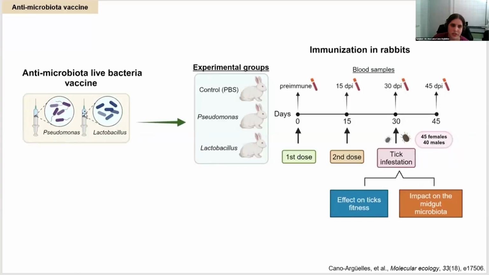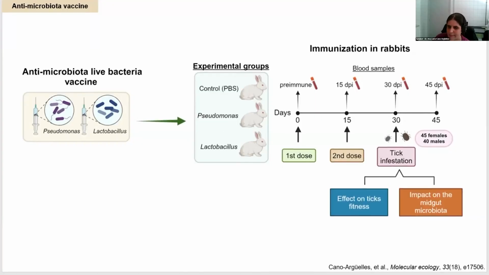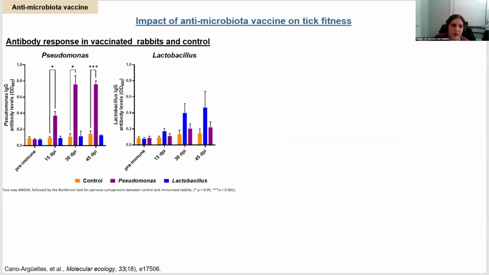In this case, we used Pseudomonas as a keystone taxon and Lactobacillus as a non-keystone taxon, but an abundant one. Also, we included a control group that was administered PBS. First, we evaluate the antibody response. We can see here that after the second dose, the antibody levels, the IgG levels, increase in both groups. However, these were only significant in the Pseudomonas group.